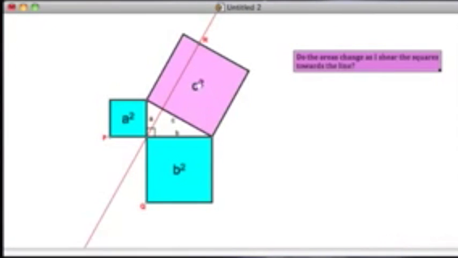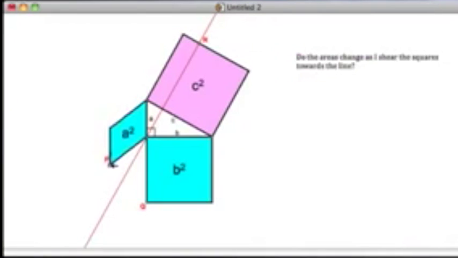squared, b squared, and c squared. And what I'm going to do is shear each of these squares towards the line over here. Now, what you're going to notice is that as I drag, oh, hold on, there we go. As I drag a squared towards the line, it stretches out.